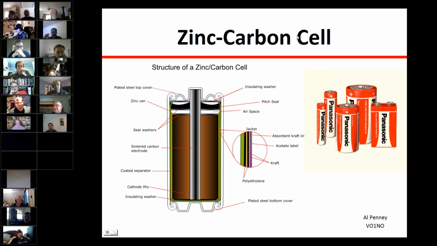Now, the zinc carbon cells, they're cheap, but they often leaked if you remember the old batteries. But that's what they look like here. You can get them in all the various sizes. Can a zinc carbon cell be charged? No, it can't. We'll talk more about that in a bit.